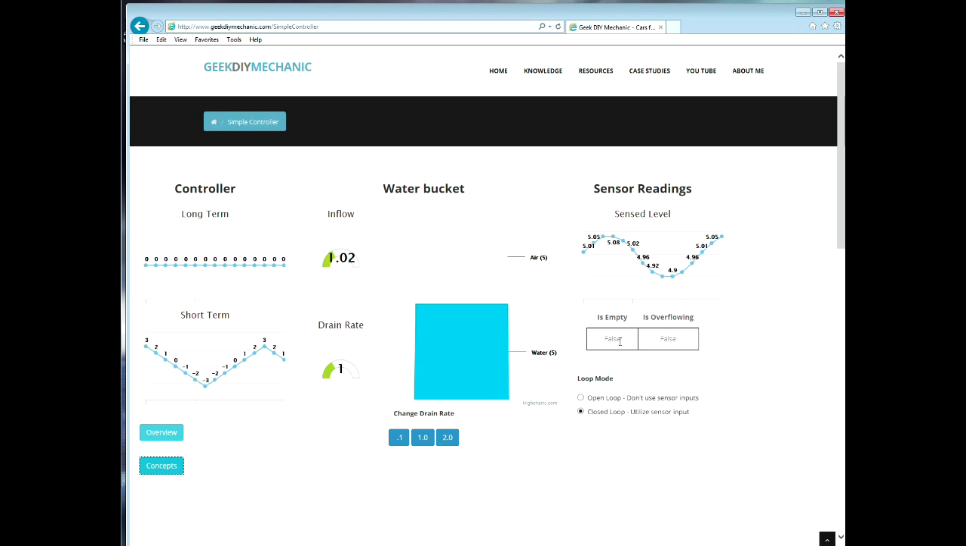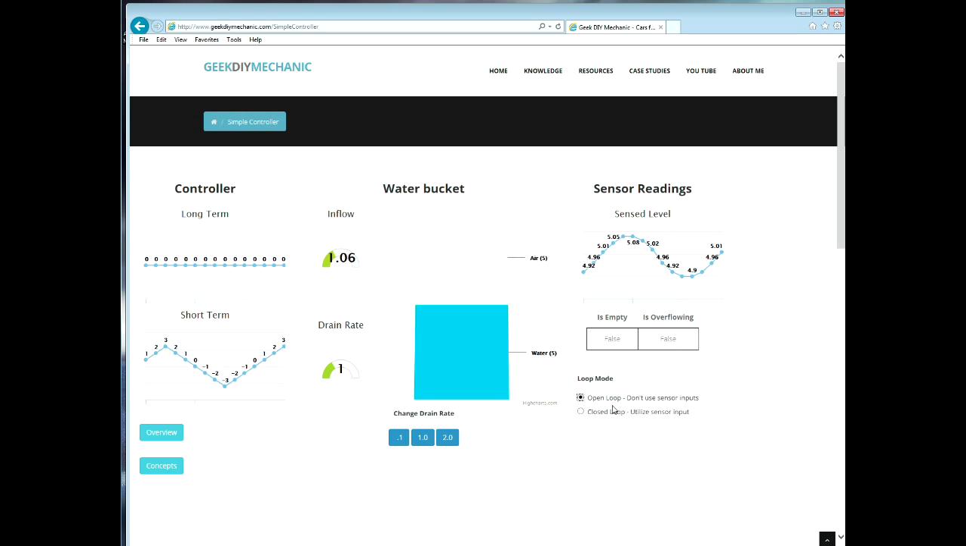And then these are like idiot lights. I thought I would do it as idiot lights since we're talking about automobiles. So when the bucket is empty, this goes to true, and it's in its idiot light state. It turns red. And overflowing is the opposite. When the bucket's overflowing, this will turn to true. And this allows me to change from open loop to closed loop. We'll go into that in a little bit. So right now the system is in steady state.